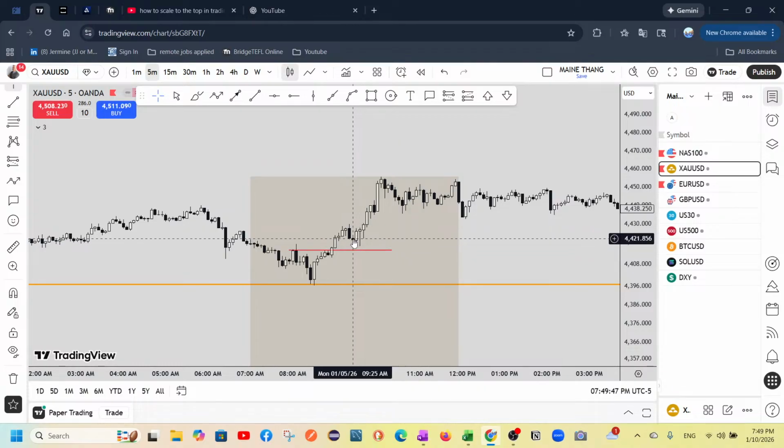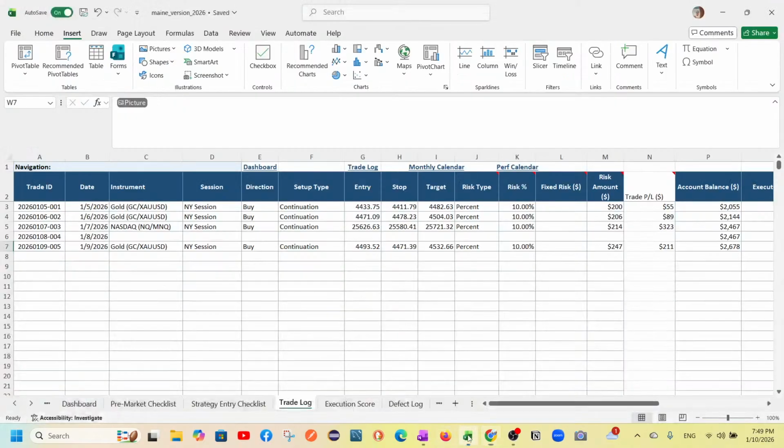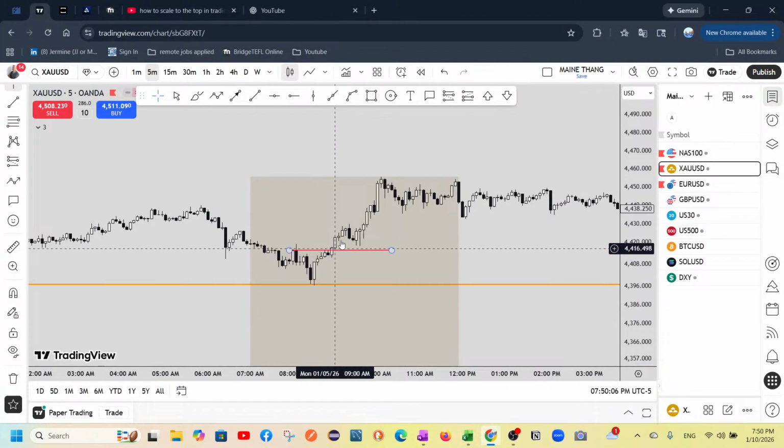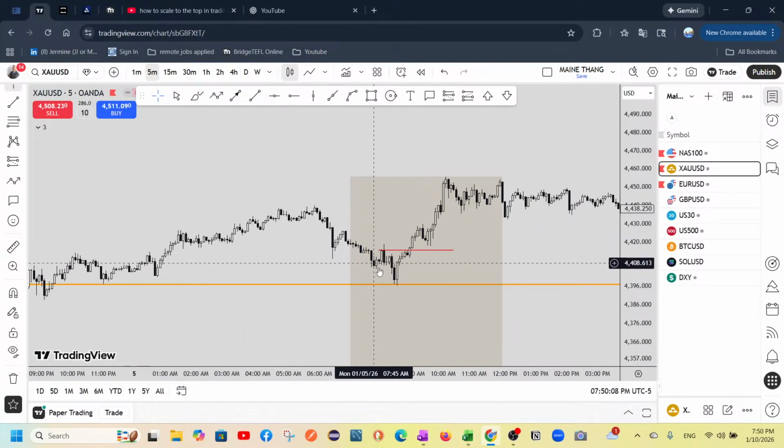We need, according to our rules, which I pull up right now, did price make a clear indication on the 1-hour time frame? Yes, it did, going in the direction of the higher time frame order flow. Did price make a correction back to original indication? Yes, it did, guys. So that's what we were looking for. Price made this correction back to the original indication.